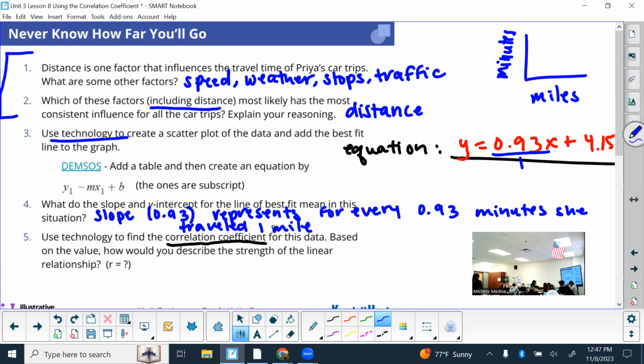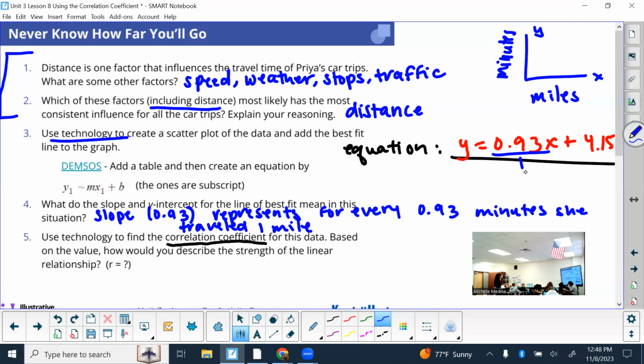All right, that's how I think you can best make sense of each thing, because what's on your x-axis, miles, what's on your y-axis, minutes. Slope is always rise over run. Slope is always rate of change. So it's what it's changing by for every increment of 1. So that's how you can think of it. For every 0.93 minutes, she traveled 1 mile. Questions on that?